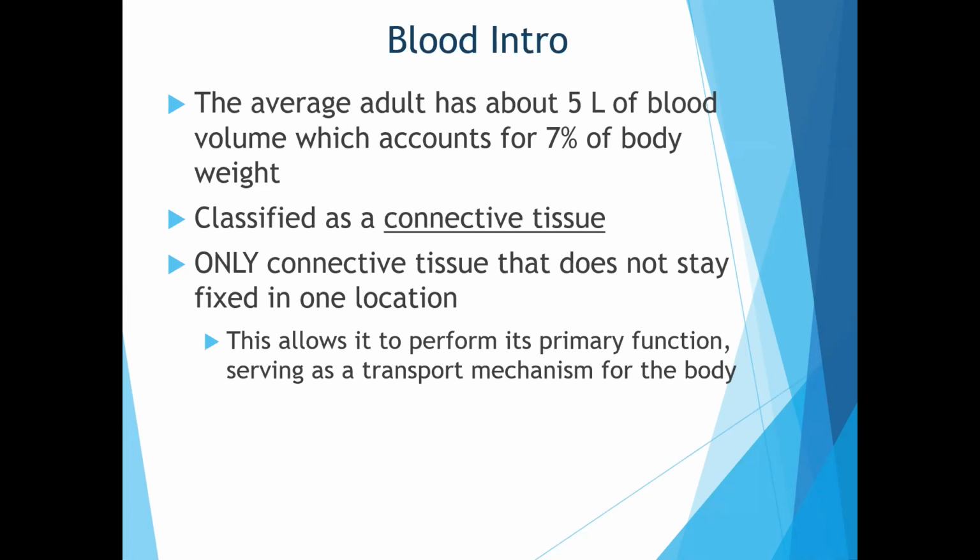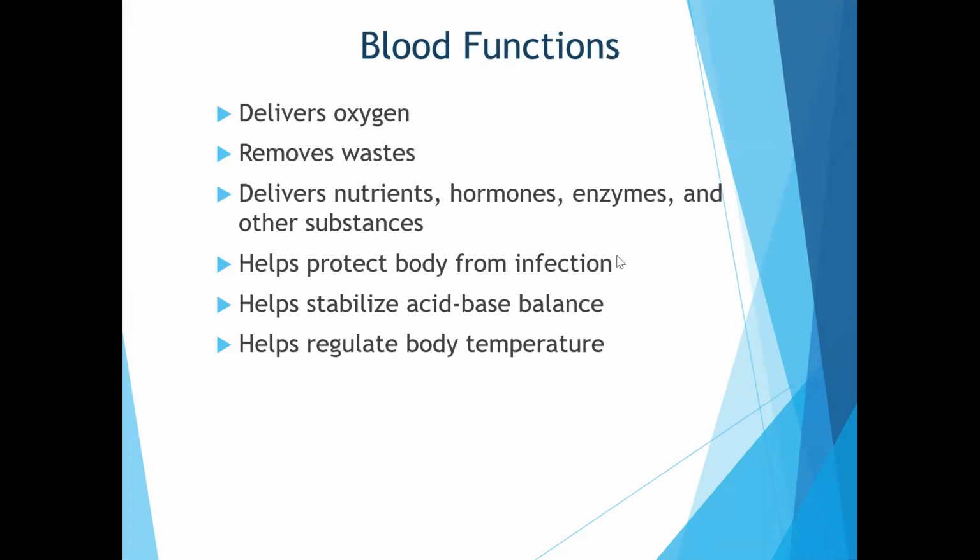All right, so if you remember back from our tissues chapter, blood is classified as a connective tissue. It's our only connective tissue that does not actually stay in a fixed location, which is very important because its primary function is to serve as a transport mechanism for the body. So all of blood's functions revolve around that concept of being a transport medium.